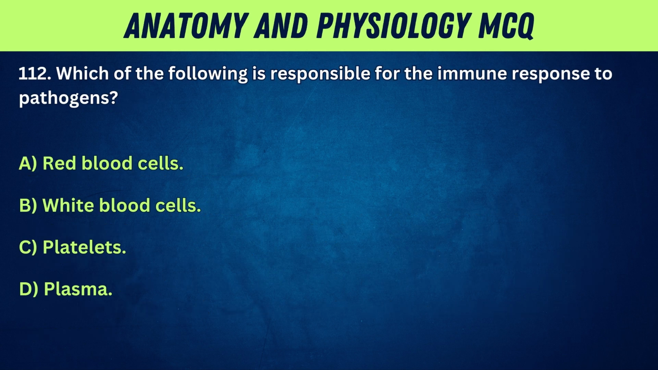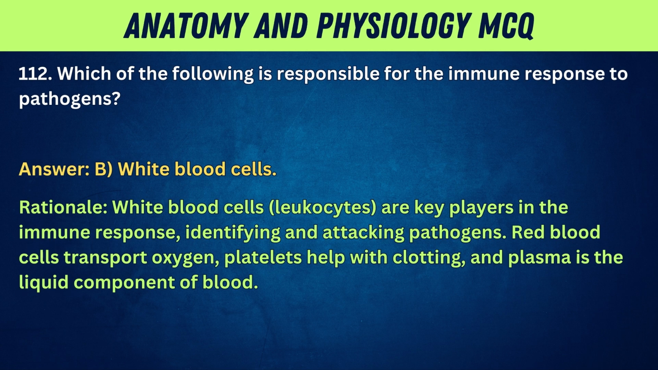112. Which of the following is responsible for the immune response to pathogens? A. Red blood cells. B. White blood cells. C. Platelets. D. Plasma. Answer. B. White blood cells. Rationale. White blood cells, leukocytes, are key players in the immune response, identifying and attacking pathogens. Red blood cells transport oxygen, platelets help with clotting, and plasma is the liquid component of blood.